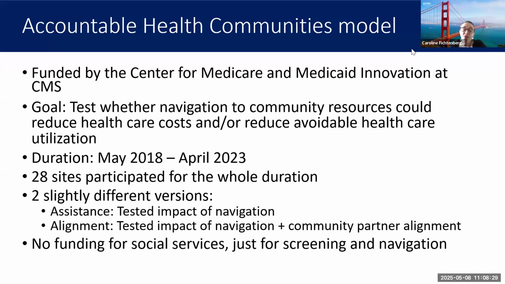And then finally, another thing I think that's a key thing about the model is that the model sites, or the lead organizations, which were called bridge organizations, received funding to run the model. But none of that money could be used to pay for any of the services that were needed to help address the social needs. It just paid for screening and navigation, data collection, and implementation of the model.